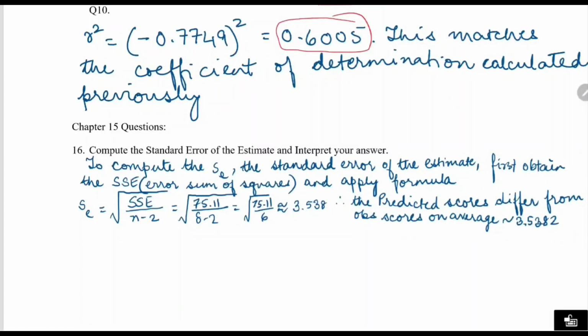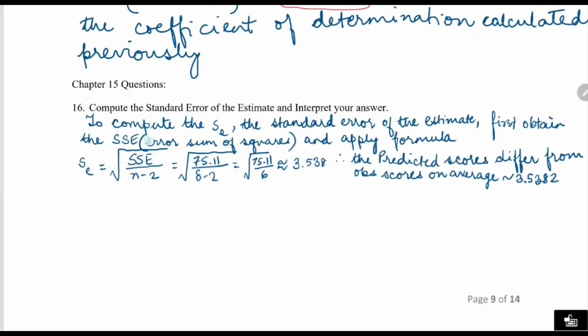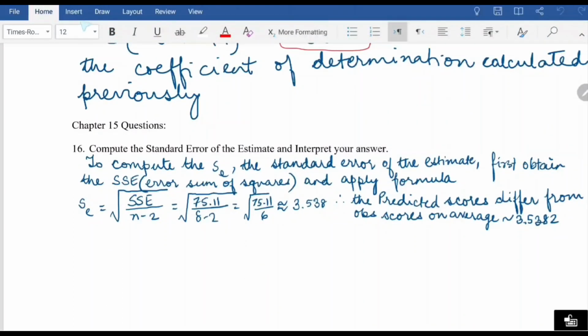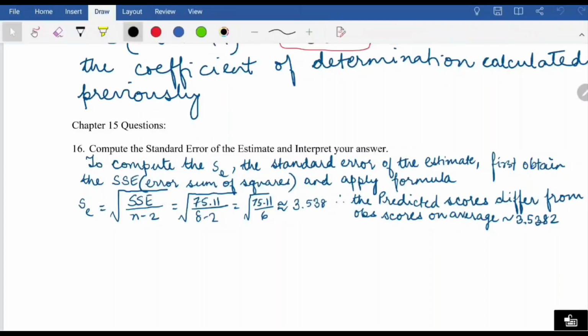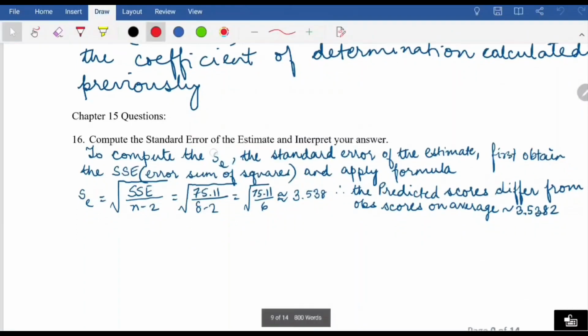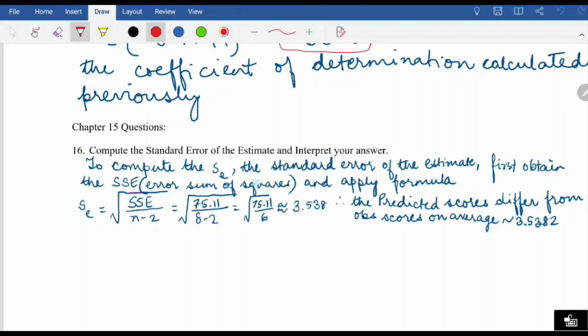Hello everyone, let's get started on the inferential part of regression and correlation. The first question under chapter 15 questions says compute the standard error of the estimate and interpret your answer. So the standard error of the estimate is denoted by S sub E, which is the standard error of the estimate.